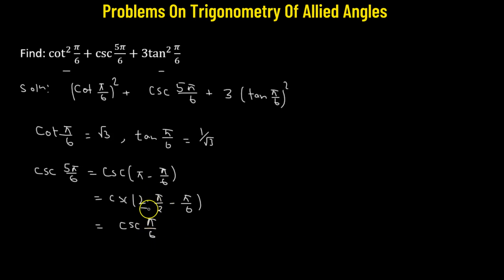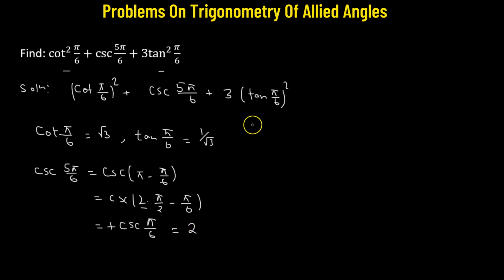Now we are in the second quadrant. That's what's represented by 2 times pi over 2. But we are also subtracting a small angle, pi over 6, from it. But that's fine. We are still going to remain in the second quadrant, where the sine and the cosecant are positive. So this is going to give us a positive value. So cosecant of pi over 6, that value is equal to 2.